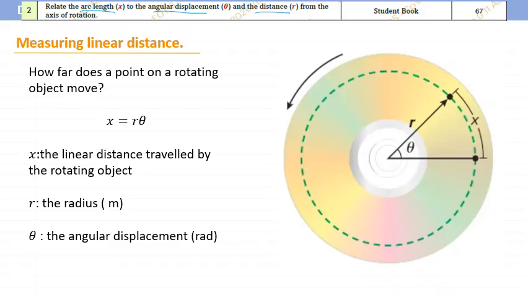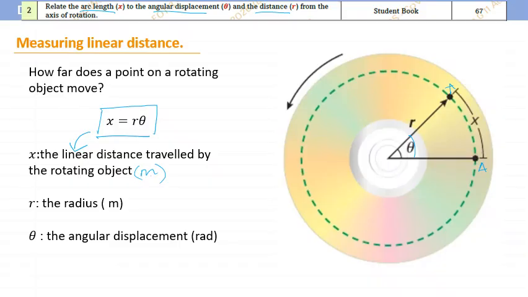Okay, so over here I have a disk. See, this disk rotated an angle theta. So linearly, for example, if this is the point A, how much linearly this point A will be moving, that distance we call x. So this is the relation: x equals r theta. So what is x? X is the linear distance traveled by the rotating object, and always linear distance we will be measuring in meter.